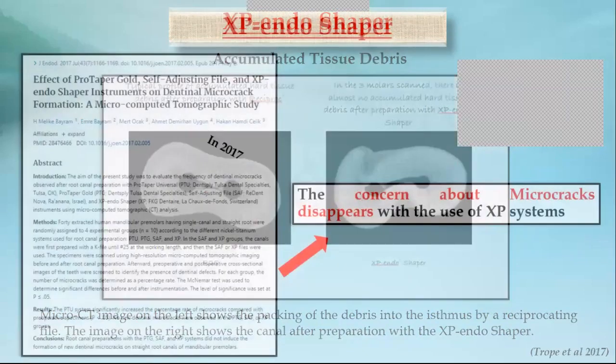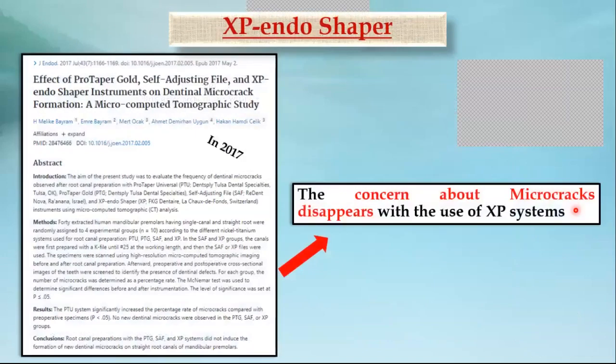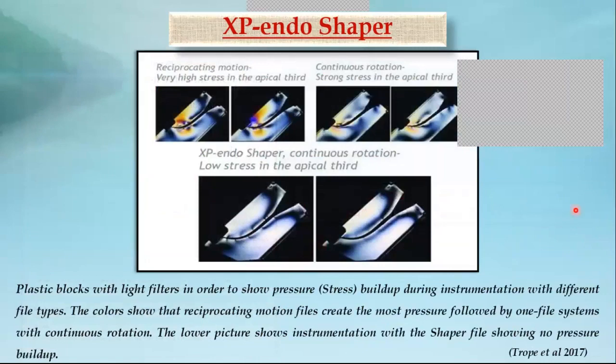According to Versiani in 2017, the concerns about stress creation inside the tooth and dentine microcrack formation almost disappear with the use of the Shaper file. Here are plastic blocks with light filters that show the stress buildup after instrumentation using different nickel titanium files. Up on the left, the reciprocating files created the highest amount of stress buildup, especially in the apical third of the block, followed by the one file system with continuous rotation, and the least stress buildup was found in the XP Endo Shaper group, which showed the least stress buildup at the apical third.